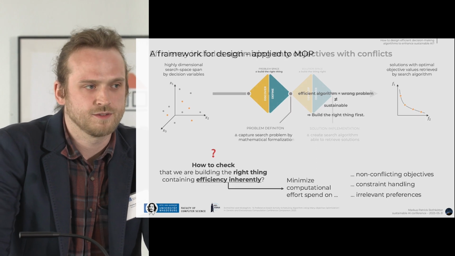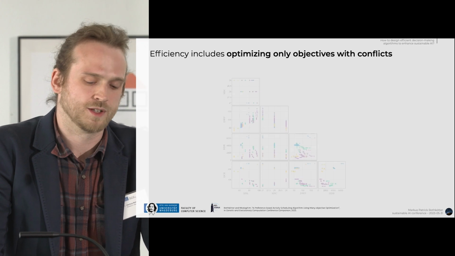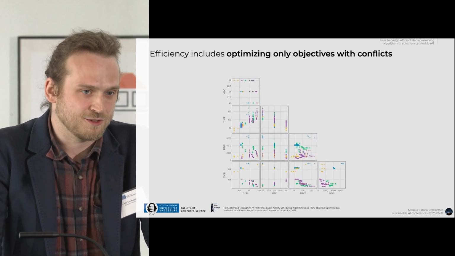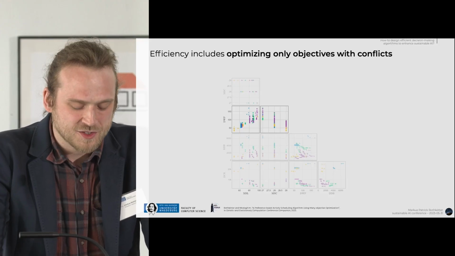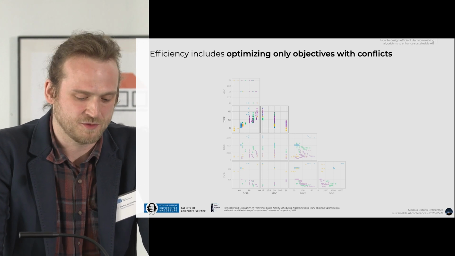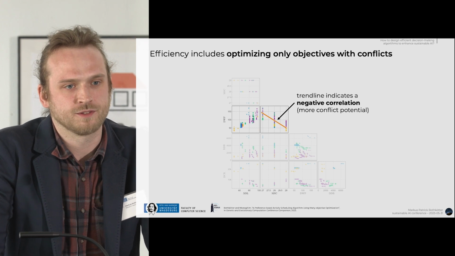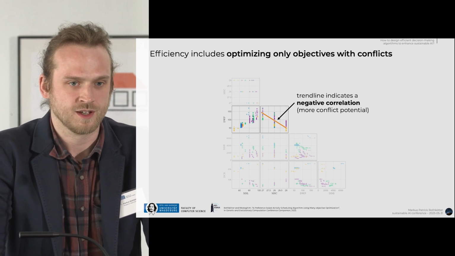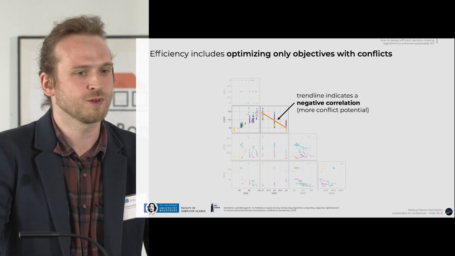And as I said, efficiency includes optimizing only objectives with conflicts. This is how an actual result set would look like after you've run an optimization. And it's a very busy slide. So let's just focus on a subset. We have 2 different results for different objectives. And here we see a trend line with a negative correlation between those objectives. So there's conflict potential. We are spending our energy on investigating trade-offs.